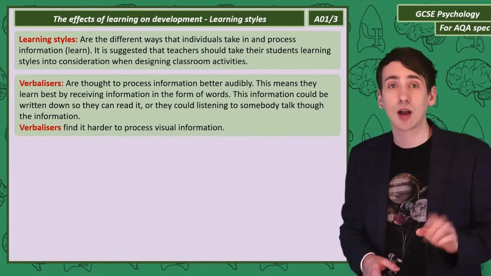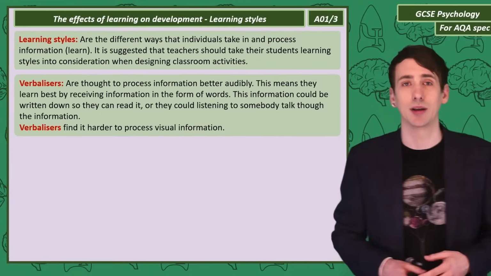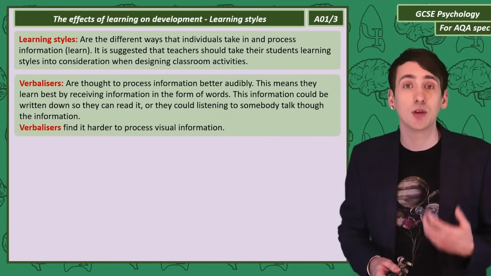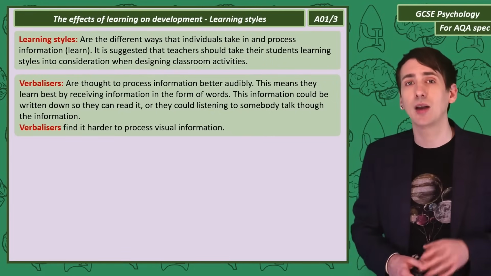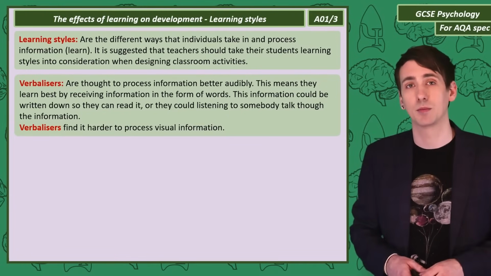So, if you're classified as a verbalizer, you were thought to process information better audibly, so in the form of words. The words could be written out or they could be spoken by the teacher. And it was thought that verbalizers had difficulty processing visual information.